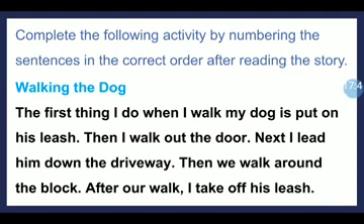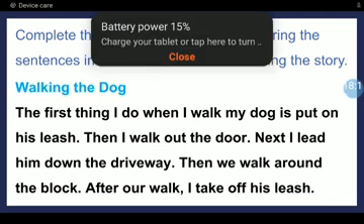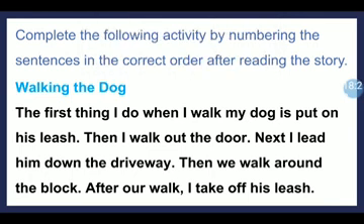So, the first thing I do when I walk my dog is to put on his leash. Then I walk out the door. Next, I lead him down the driveway. Then we walk around the block. After our walk, I take off his leash. So that is your paragraph.